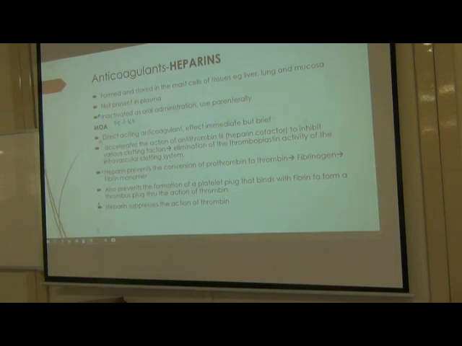So the effect of heparin is immediate, but it's very brief. It's very short acting. So if there is an emergency and you need an anticoagulant, then heparin will be your drug of choice. The mechanism of action is that it accelerates the action of antithrombin 3.